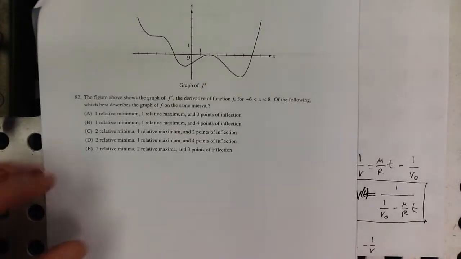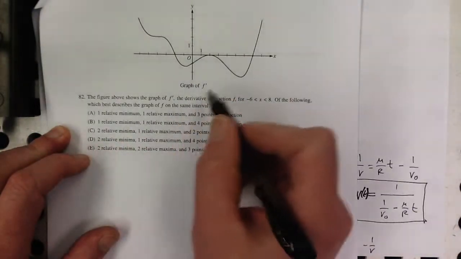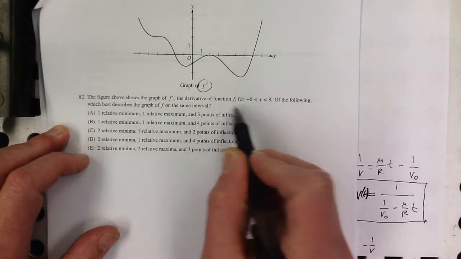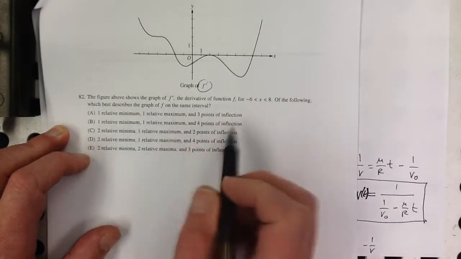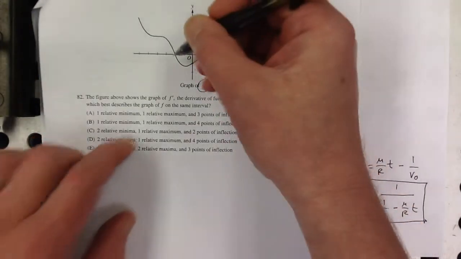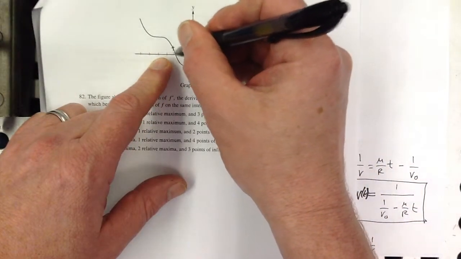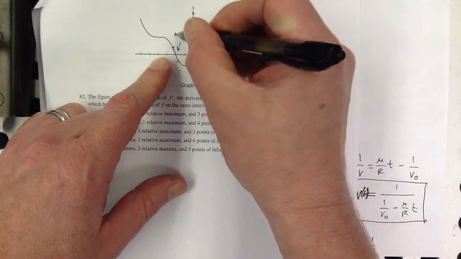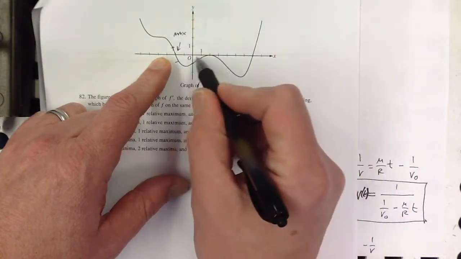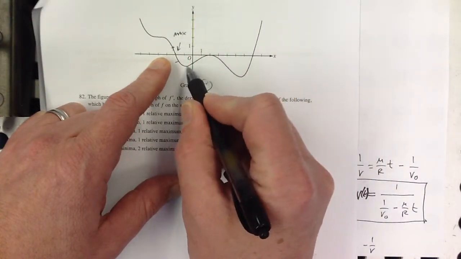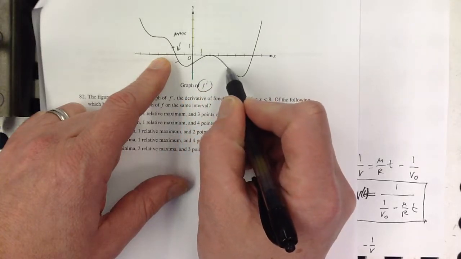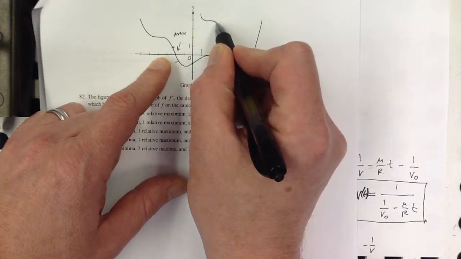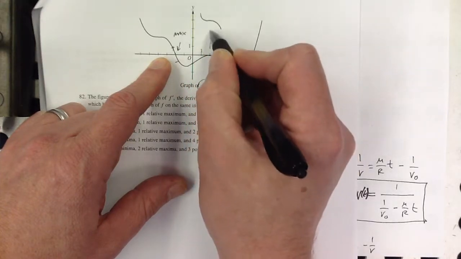Okay, number 82. Figure above, this is a graph of a derivative, which describes the maximums and minimums and all that. So here, the derivative is going from positive to negative. So this right here would be a maximum. It goes from negative derivative to 0, but then negative again. So that would be like something that looked maybe like this on the original function.